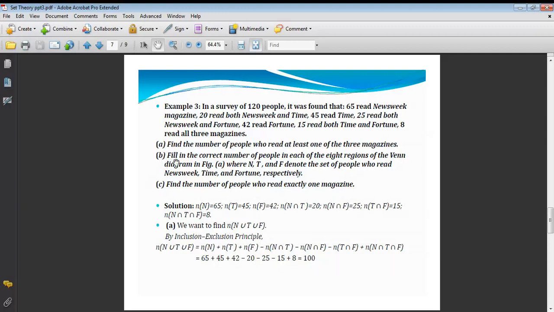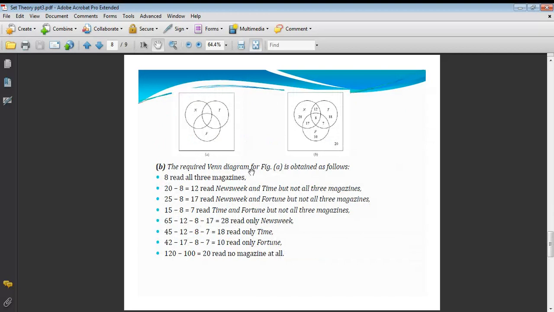For the second part, fill in the correct number of people in each of the 8 regions of the Venn diagram in figure A, where N, T, and F denote the sets of people who read Newsweek, Times, and Fortune, respectively. And for the third part, you have to find the number of people who read exactly one magazine. So first, we are going for part B.